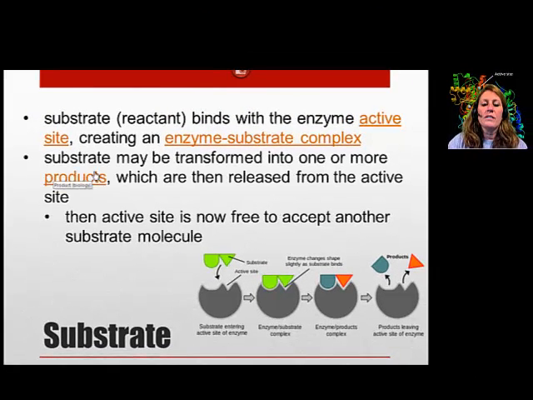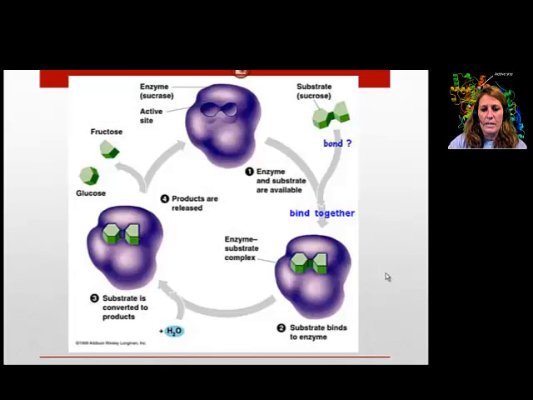Okay, so a substrate can be transformed into one or more products, as we demonstrated down here, and when it's released, that active site is now available to accept another molecule. So that's why it can do it so quickly, efficiently. That's all it does. Okay, in this diagram, it kind of ties in the enzymes, the substrates, and then back to our disaccharides and monosaccharides. That's why I really like this diagram.